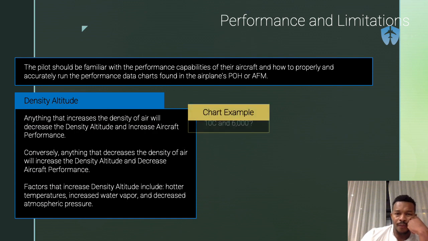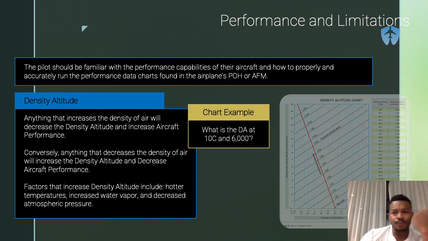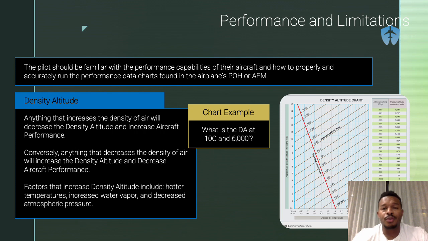So here's an example of a chart. This is your typical density chart that you're going to use, something in your POH, your pilot's operating handbook, in order to figure out what the density altitude is going to be for your area. You put in the calculations and use the chart, and it may tell you that your aircraft may be performing at a higher altitude than what it actually is.